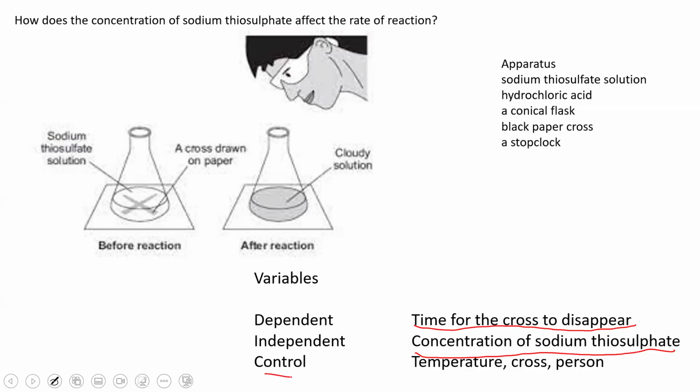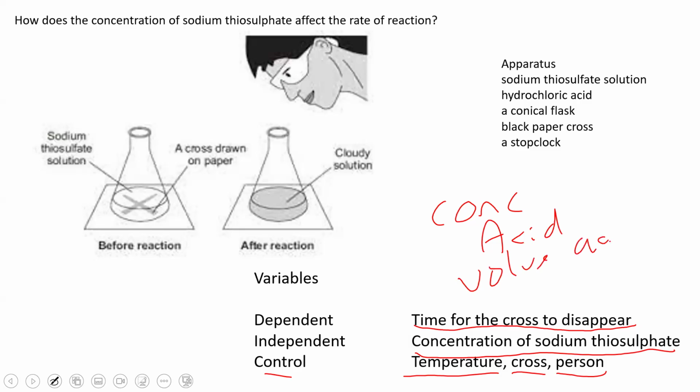Control variables: the temperature needs to stay the same. The cross needs to stay the same. The person needs to stay the same. The concentration of acid stays the same. And also the volume of the acid stays the same. But one of the key things is the person, right? Because if I was working with one of you, and I'm looking down the conical flask, my judgment of when it disappears is different.